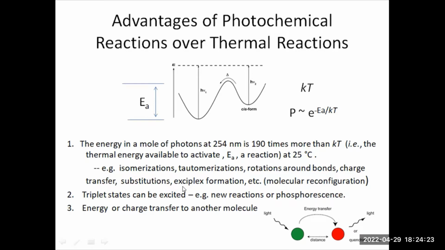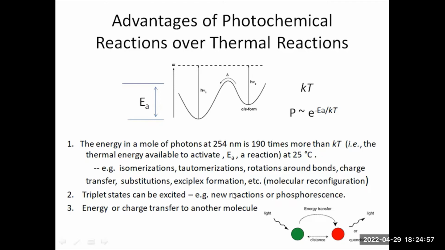But if it's not excited to the triplet state, only to the singlet state, then the energy would go very rapidly from that base into the water, in 10 to the minus 12 seconds. So there's no time for new reactions to occur. But in the triplet state, new reactions could occur, or we could get phosphorescence, which is the emission of a photon after a period of time, which could be up to seconds or even hours in some molecules.